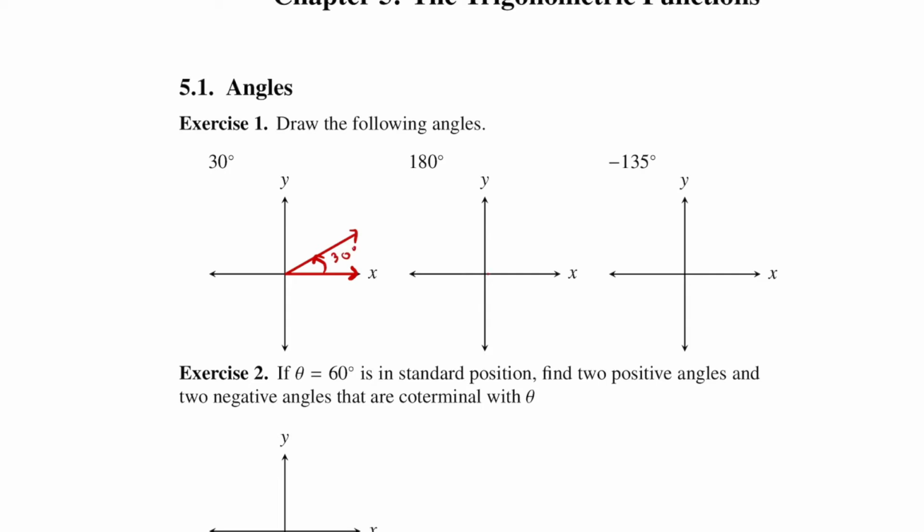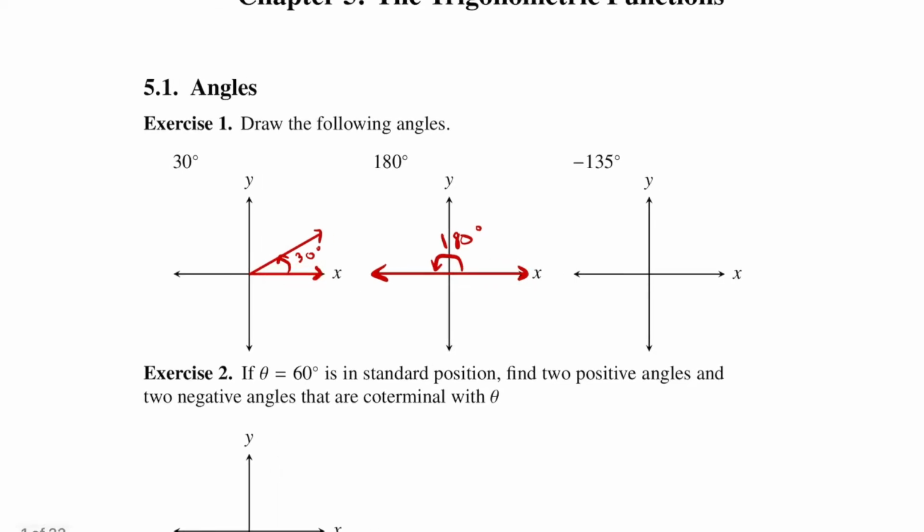All right, the next one is 180. So we start with the initial side, and then 180 is going to be half of an entire revolution. So it's going to be a straight angle, so it's going to just look like a straight line. And the orientation is also counterclockwise. That's 180 degrees. This is called the terminal side, by the way. Terminal side, initial side.